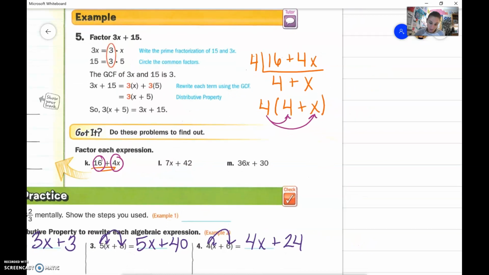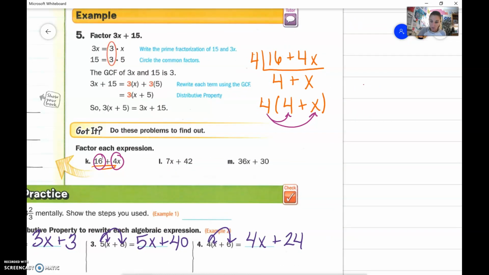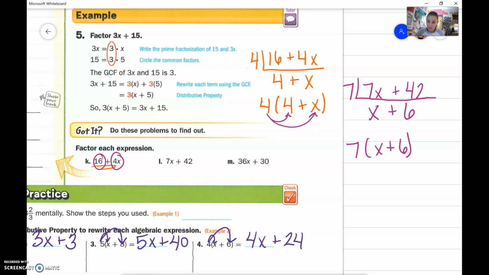Okay, let's take a look at I. So I have 7x plus 42. I know that the greatest common factor is 7. 7 times x is 7x, plus 7 times what is 42? It is 6. So now I know that I can't take anything else out from there. I'm left with 7 times x plus 6.